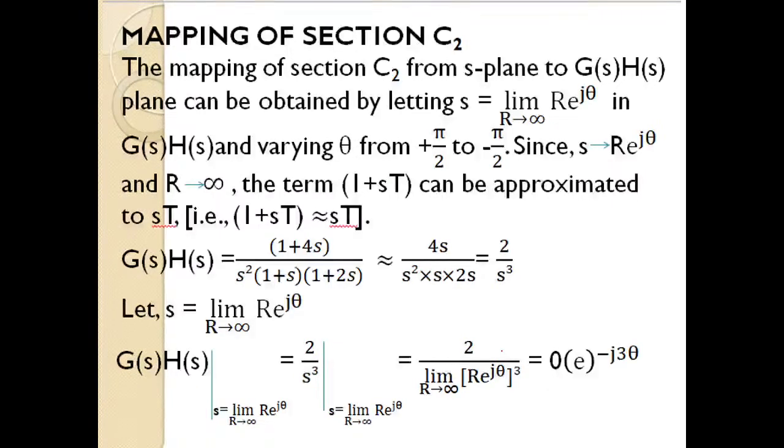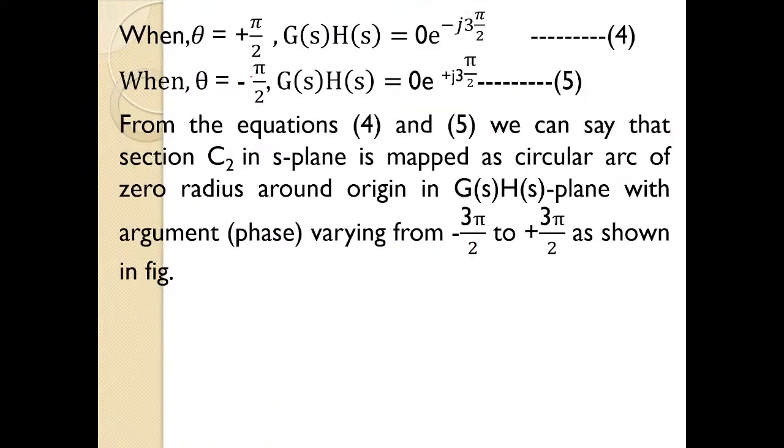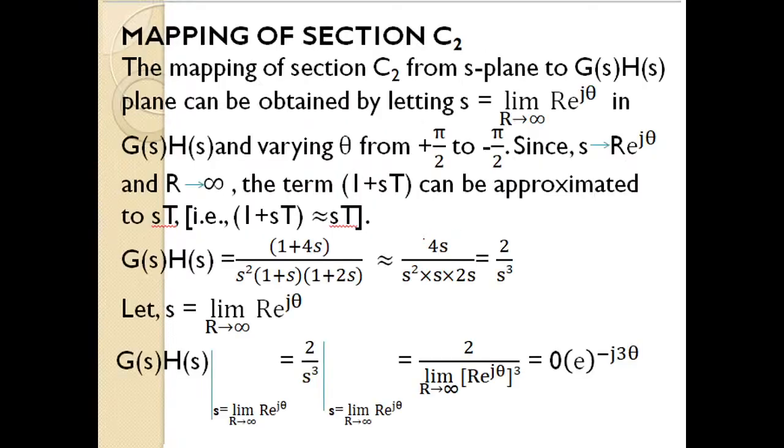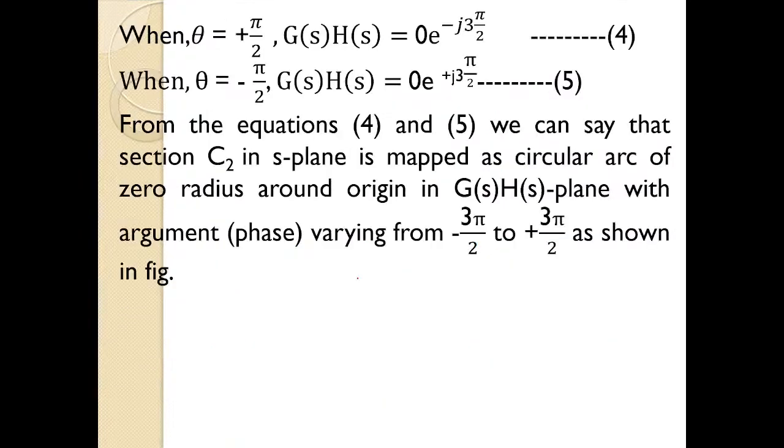Okay then. So here you have got 0 e power minus j 3 theta. Substitute theta equal to plus pi by 2 and theta equal to minus pi by 2 in the above equation. You will get G(s)H(s) equal to 0 e power minus 3 pi by 2, and G(s)H(s) is equal to 0 e power plus 3 pi by 2.